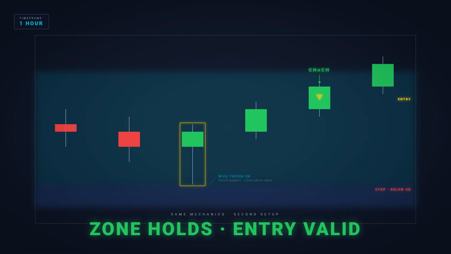Entry on the 1-hour internal structure shift inside the zone. Stop below the lowest wick that entered the order block. Target at the next structural high. The buy-side liquidity sitting above the most recent 4-hour high, where short sellers from the current correction have their stops, and where breakout buyers waiting for a new all-time high have their orders.